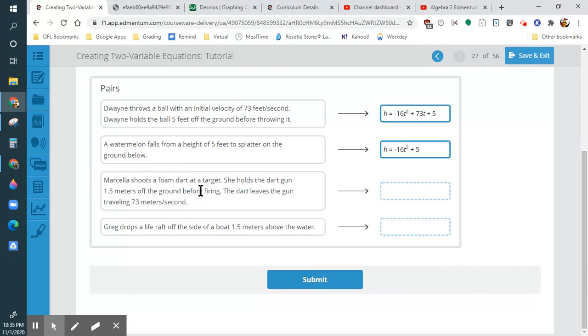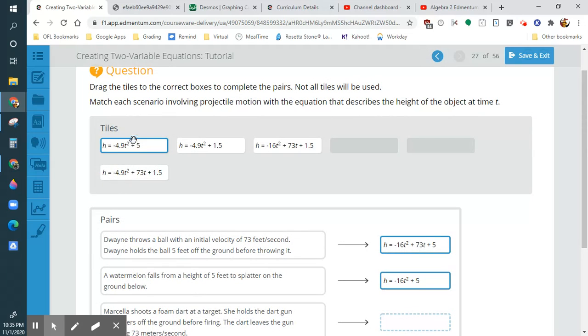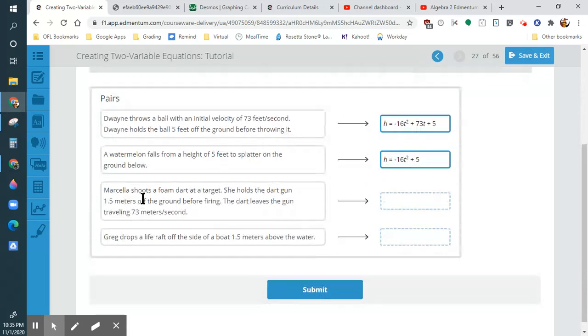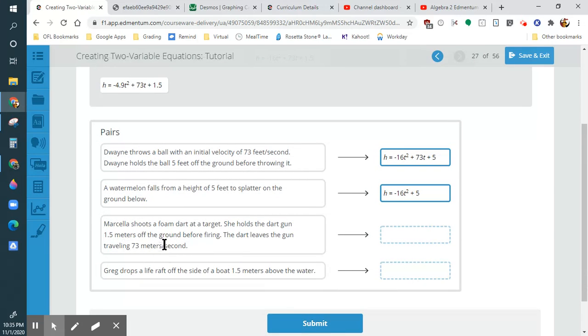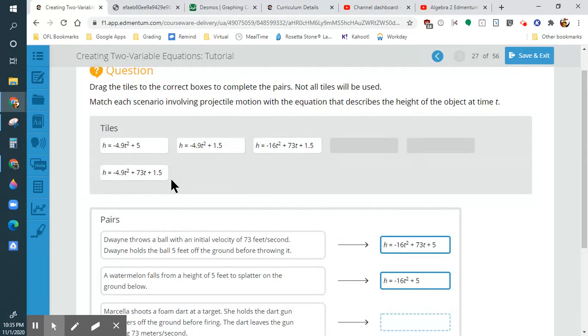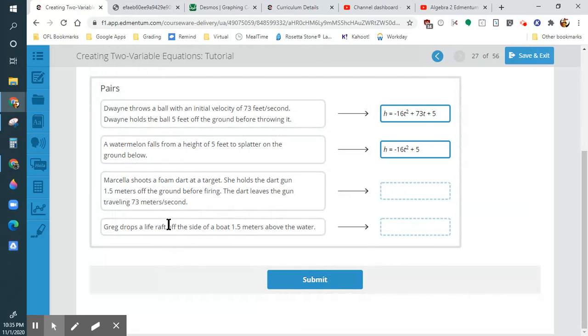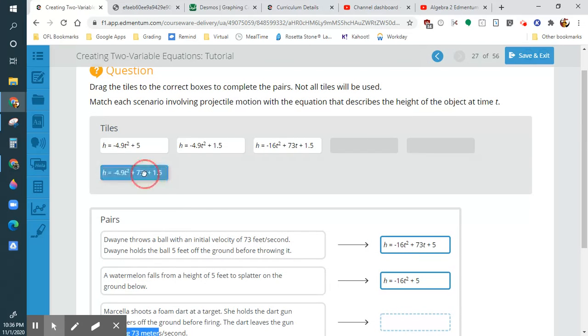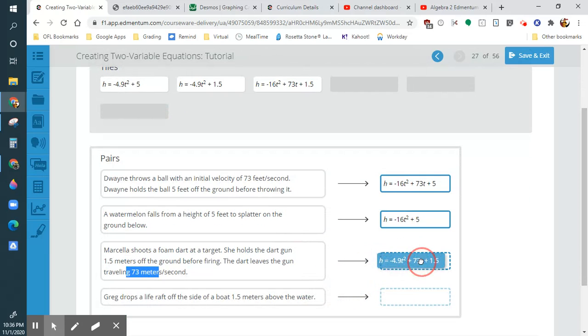Marcel shoots a foam dart. She holds the gun dart up. So we're dealing with meters per second. So we're definitely going to be looking at one of these three. Her initial height is 1.5, so we're looking at either these two. Does it have an initial velocity? It does, 73. So that means it has to be this one.